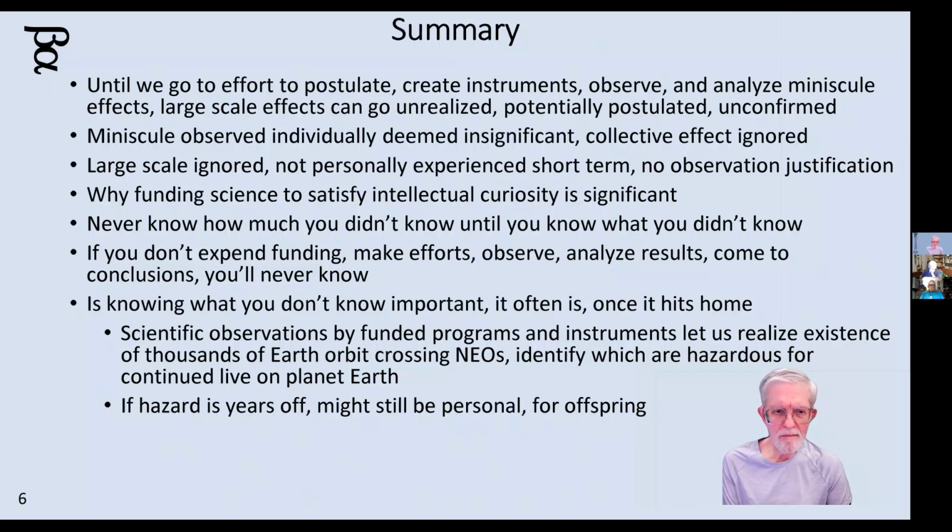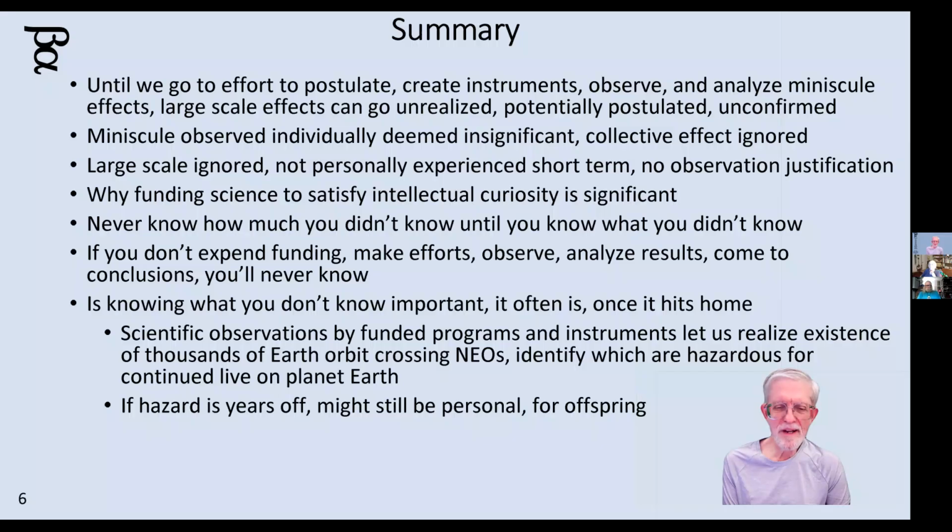You can ignore them because you can't sort of add up the large scale effect. Or you can have a large scale effect that, because it's not something that affects you personally in the short term, there's no perceived justification for observation. It's why science has to fund intellectual curiosity, and that's significant because, as I like to say, you never know how much you didn't know until you know what you didn't know.